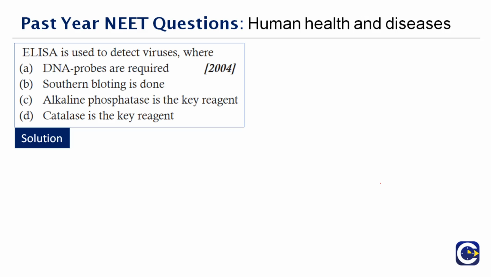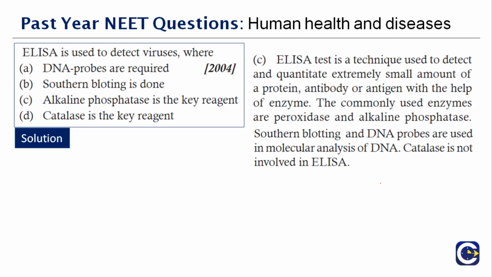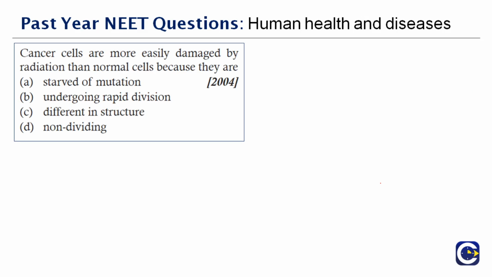ELISA is the diagnostic method that is used to detect the HIV person. Therefore, what is used to detect the virus? You have two enzymes. One is peroxidase and the other is alkaline phosphatase. So option C is the right answer. Okay, now let's move to the next question here.